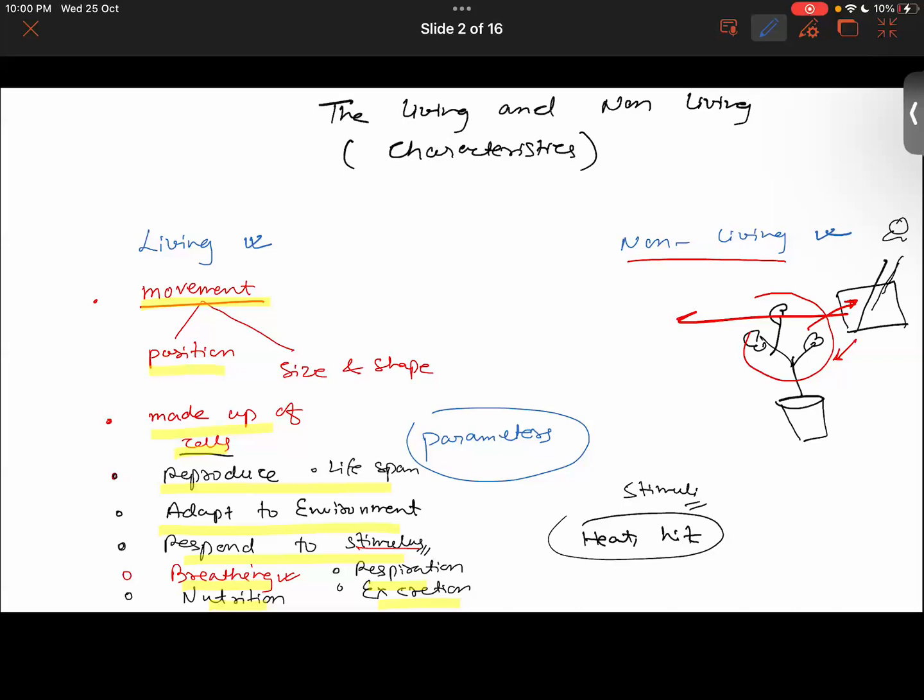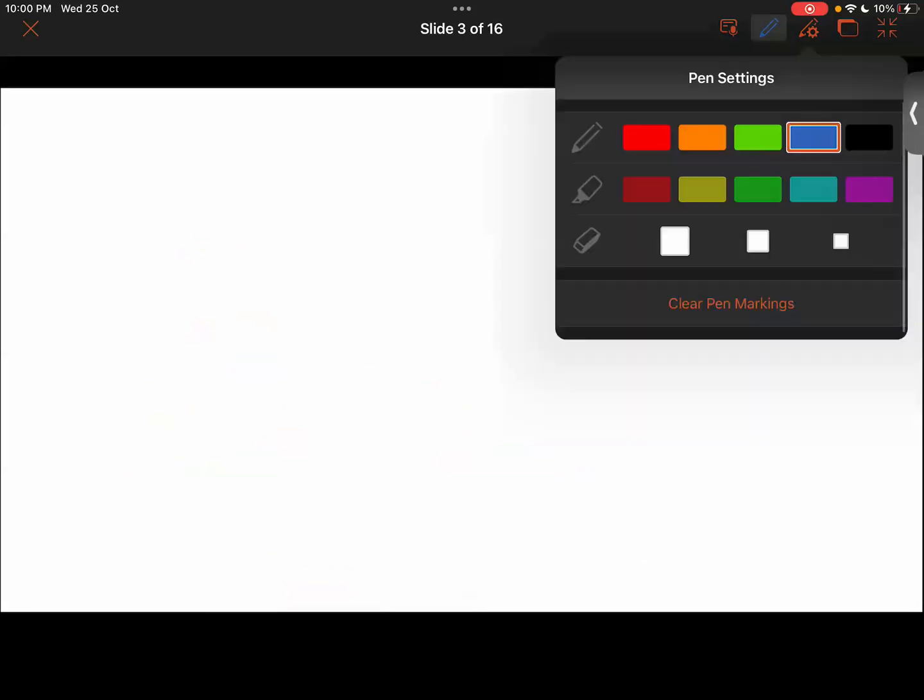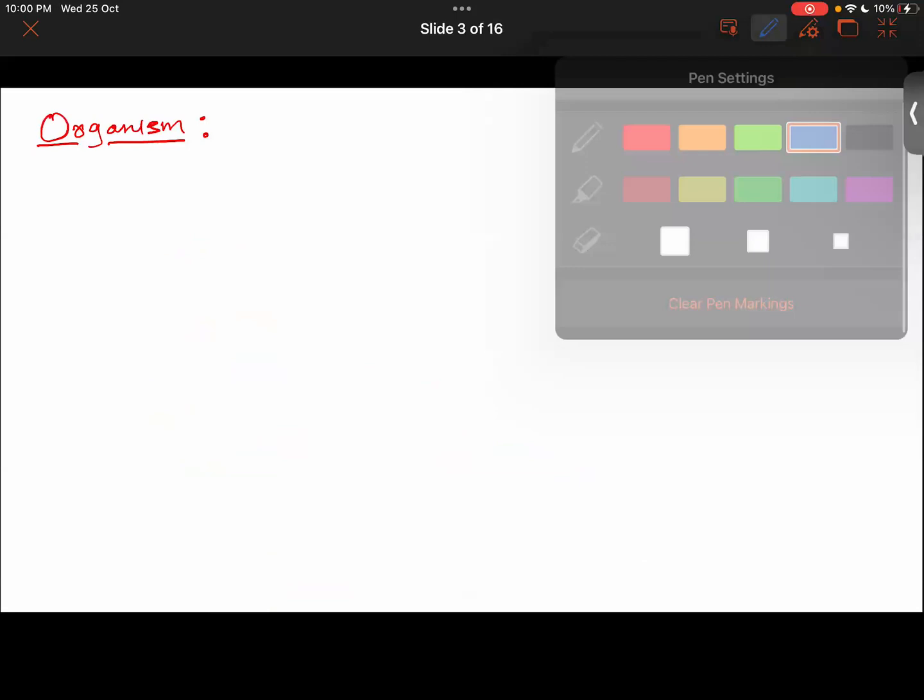All right, so with this, let's start our discussion. The basic thing here, we will be defining an organism first. Like, what is an organism? First you try to define it, then I will move ahead. What do we basically mean by the term organism?